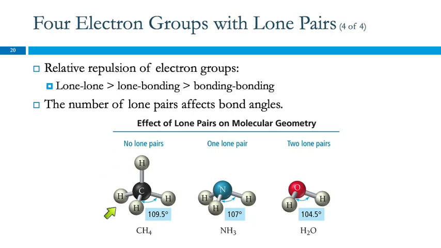So here we have methane. We have 4 electron groups, no lone pairs. So they're going to spread out equally, 109.5. In ammonia, we have 1 lone pair that's up here, and it's going to push the bonding pairs together a little bit, because the bonding pairs are not as repelled by each other as the lone pair and the bonding pair. So this angle is less than 109.5.